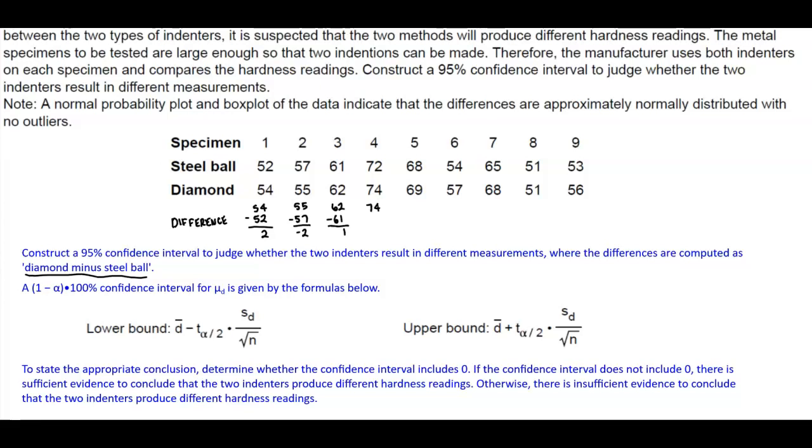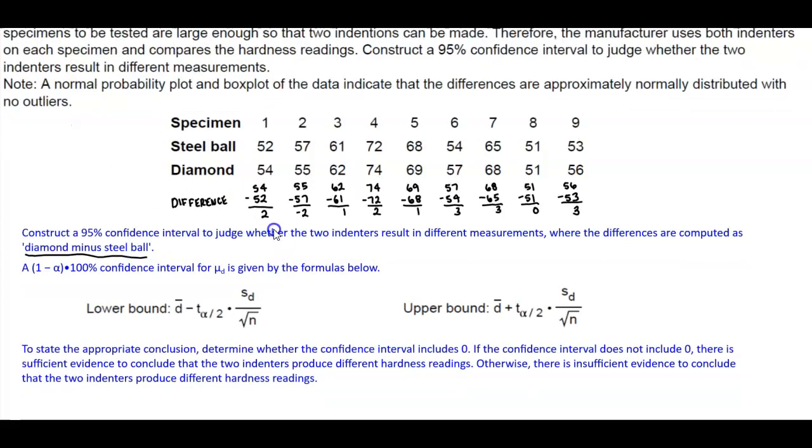We're going to take 74, subtract 72 to get 2. We're going to take 69 and subtract 68 to get 1. We get 57 minus 54, which gives us 3. 68 minus 65, which also gives us 3. 51 minus 51, which is 0, and then 56 minus 53, which is equal to 3. Okay, so now what we have is the differences.